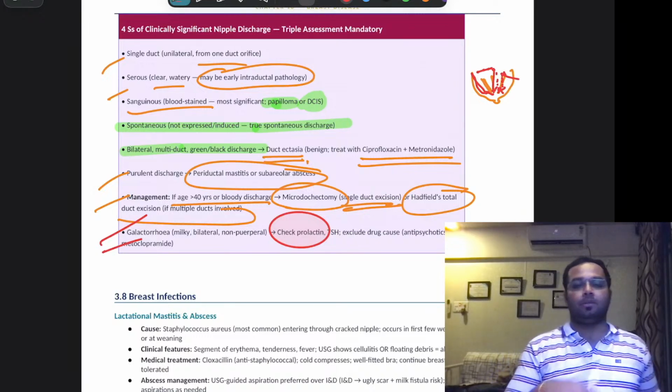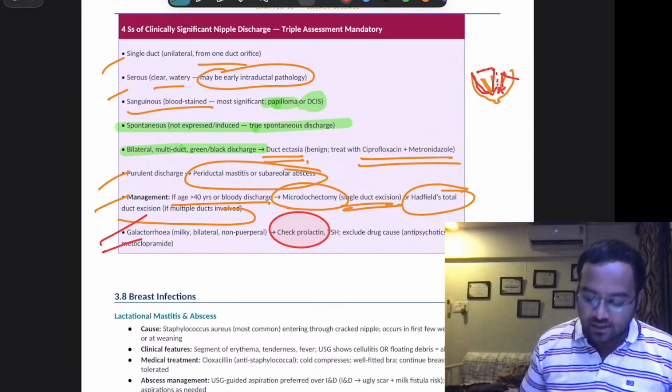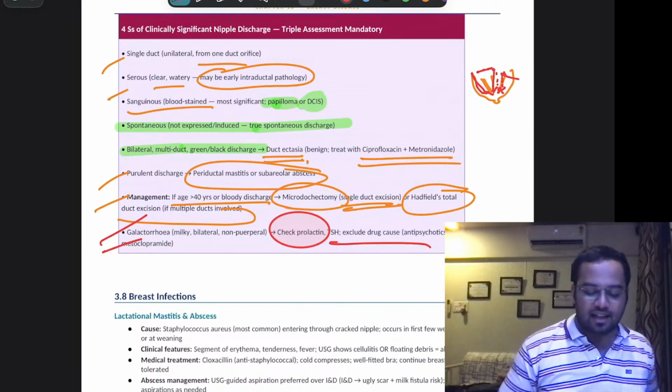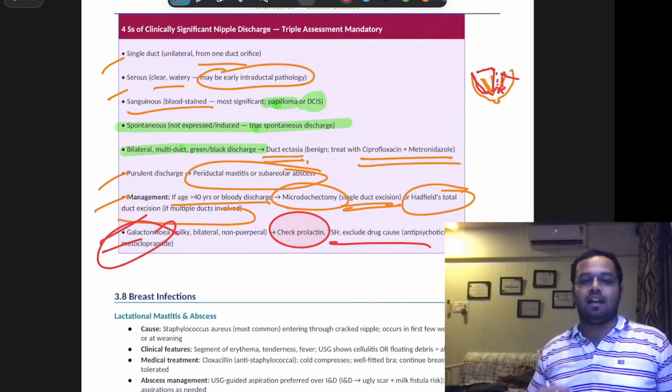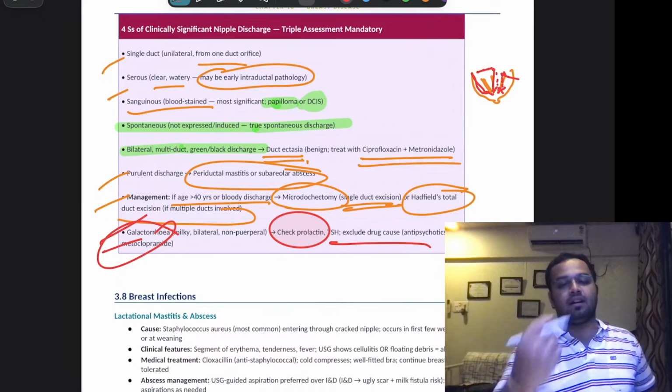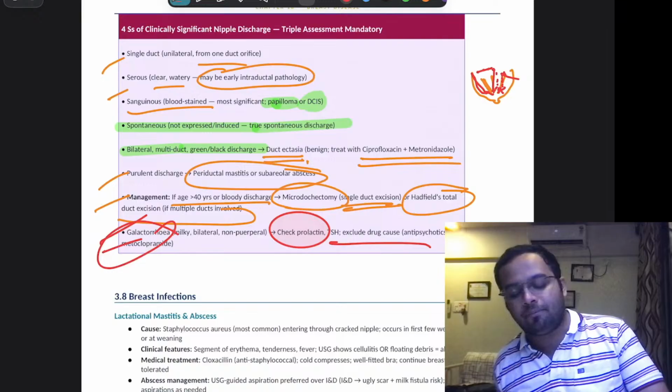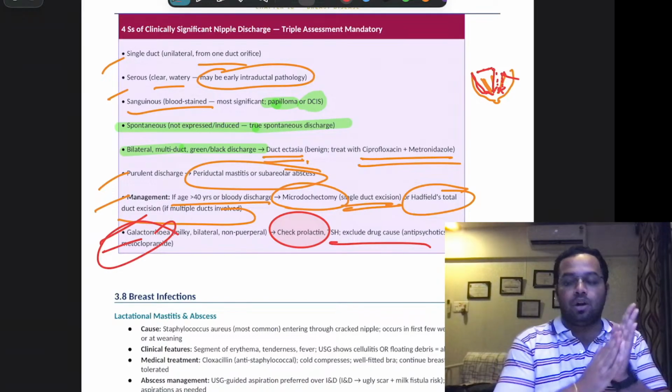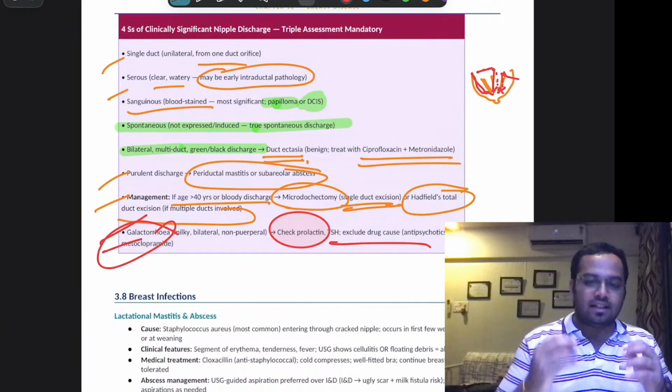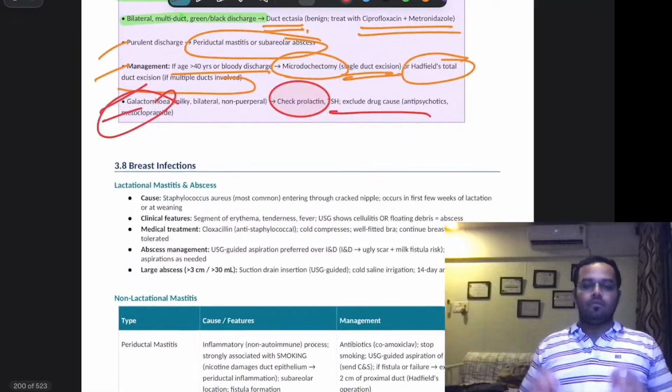The second most common hormone is going to be growth hormone. Very important. So check the prolactin, and exclude other causes, like if the patient is taking any metoclopramide, a D2 antagonist, which might cause hyperprolactinemia. So rule out medical causes, do an MRI, look at the pituitary, and then treat accordingly. Breast infections.